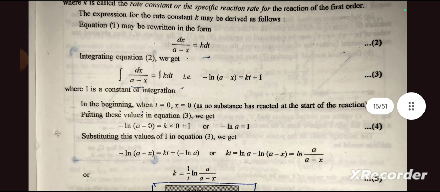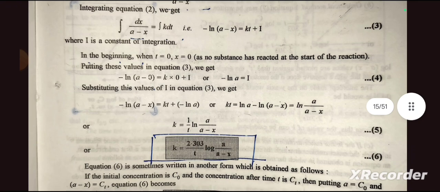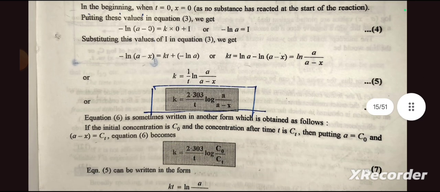The expression for the rate constant k may be derived as follows. Equation 1 may be rewritten in the form dx by a minus x is equal to k dt. Integrating equation 2, we get the integral of dx divided by a minus x is equal to the integral of k dt, that is, minus ln a minus x is equal to kt plus I, where I is a constant of integration. In the beginning, when t is equal to 0, x is equal to 0. Putting this value in equation 3, we get minus ln a is equal to I.